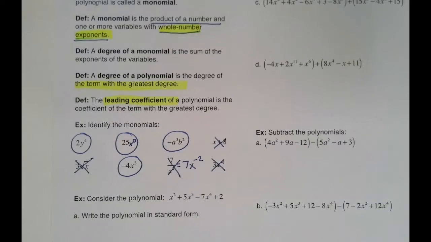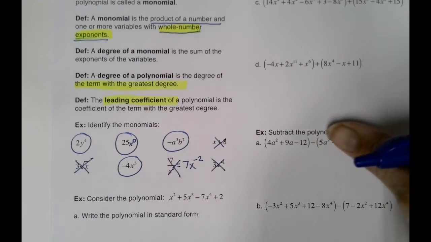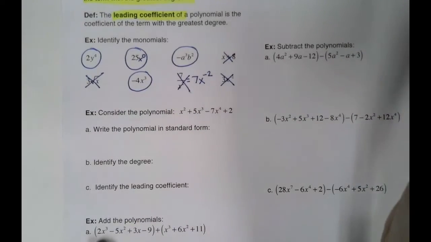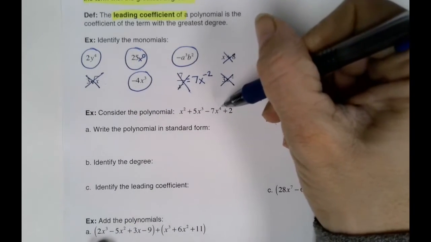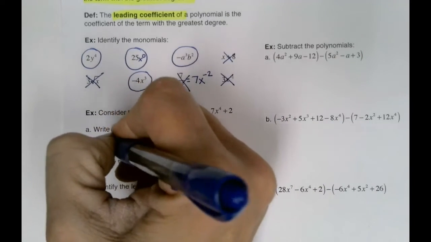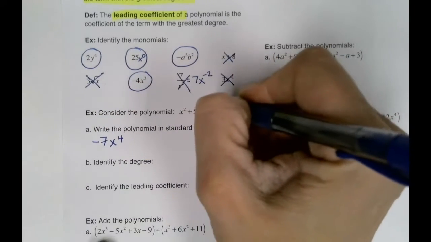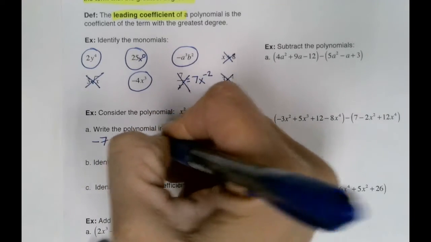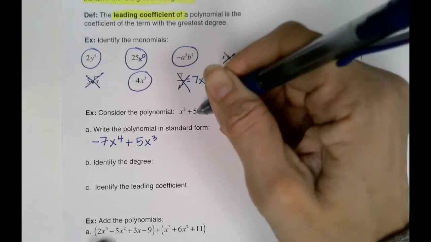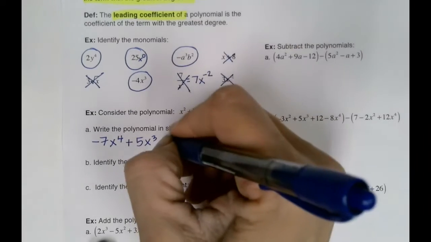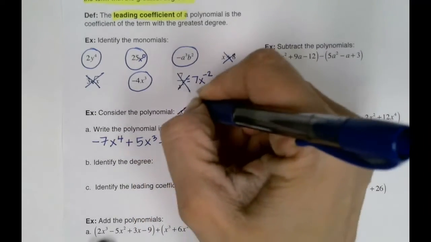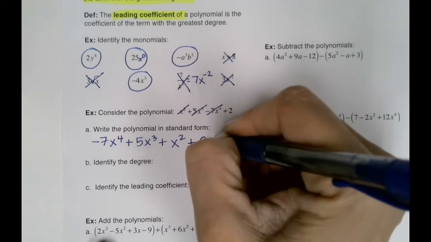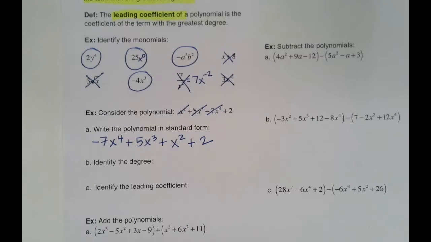Okay, so let's take a look at the next example. It says write the polynomial in standard form. So standard form means start with the highest power of x. So we have negative 7x to the 4th. That's our highest power. Then we have plus 5x cubed. Make sure that 5x cubed stays positive because originally it was positive. Then we have the x squared. And then we have plus 2. We don't have an x to the first power term, but that's okay. We can just write plus 2 there.